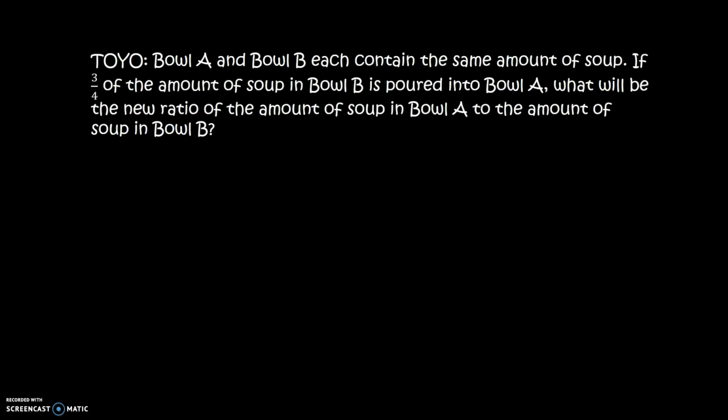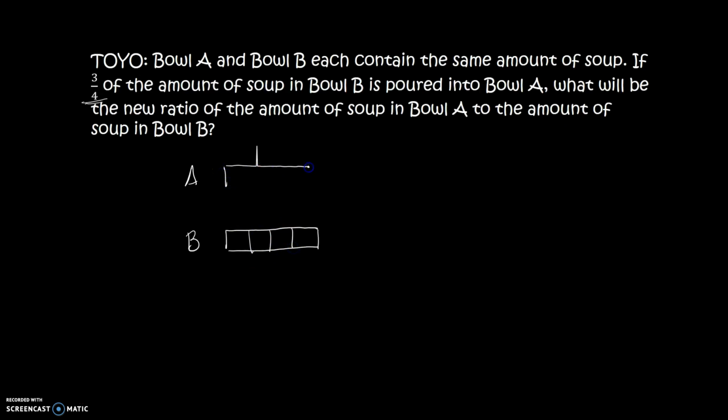Okay, bowl A and bowl B each contain the same amount of soup. If 3/4 of the amount of soup in bowl B is poured into bowl A, what will be the new ratio of the amount of soup in bowl A to the amount of soup in bowl B? Okay, well, since they each contain the same, we're going to be giving them the same amount of units, right? And we're going to look to this part right here. We're going to be giving away 3/4 of the amount of soup in bowl B. So that means we should start with 4/4, right? That's our whole.